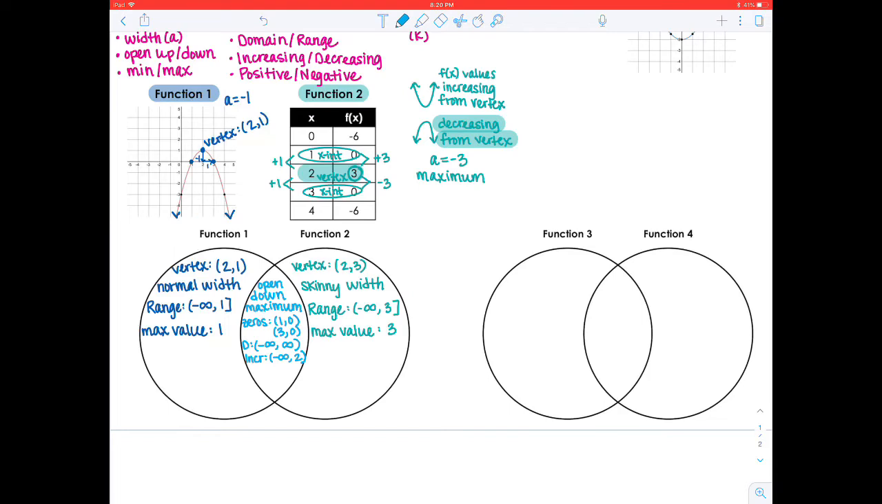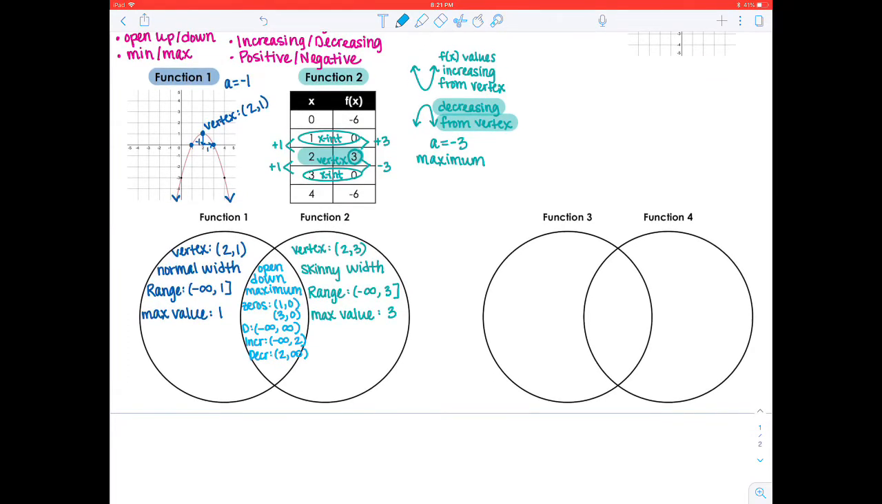Now decreasing, if they share the same increasing interval, then they would share the same decreasing interval, because it decreases right after it increases. So from 2 to positive infinity, that's the right side of the graph now. Okay, now also, since they have the exact same zeros and they're both opening in the same direction, they're both opening down, they're going to have the exact same positive and negative intervals also.